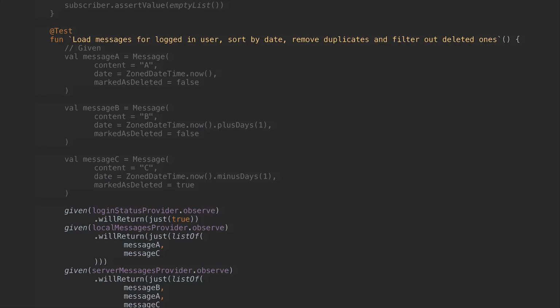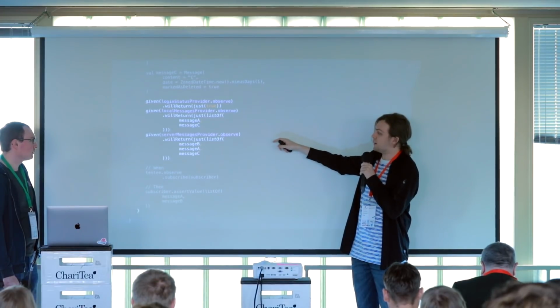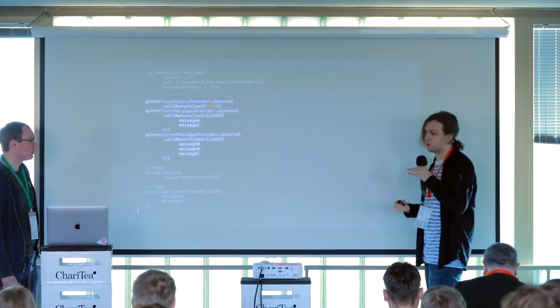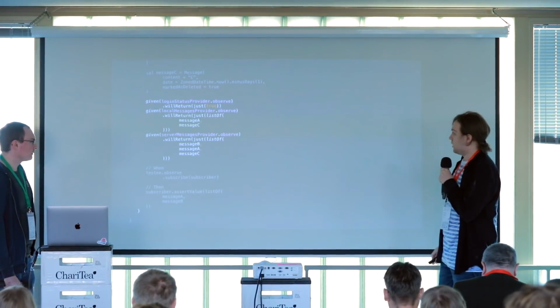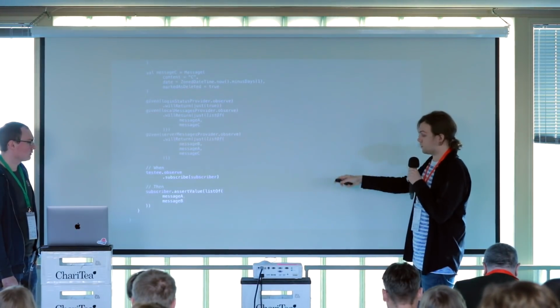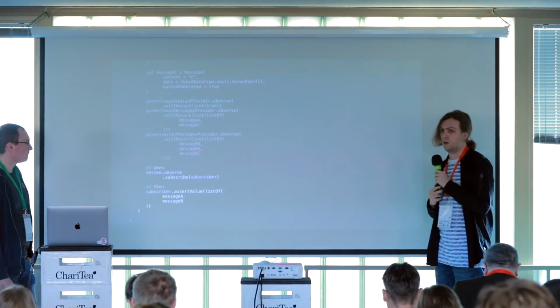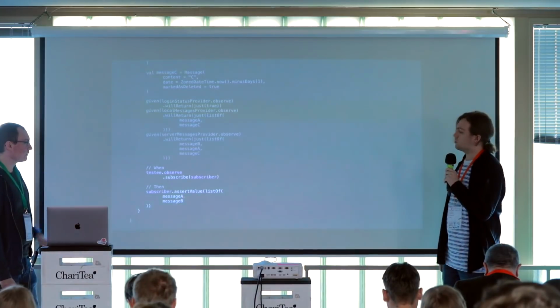Then we have the Mockito setup. Again, we have given that login status provider will always return true, and then given that local messages provider will return a list of messages A and C, then server messages provider will return list of messages B, A, and C. You can scramble them in any order, but we're testing the sorting as well. And then finally, we call our class and assert that result is equal to A and B, which it should be because we sort them and then we remove the deleted ones. And also remove the duplicates, right?